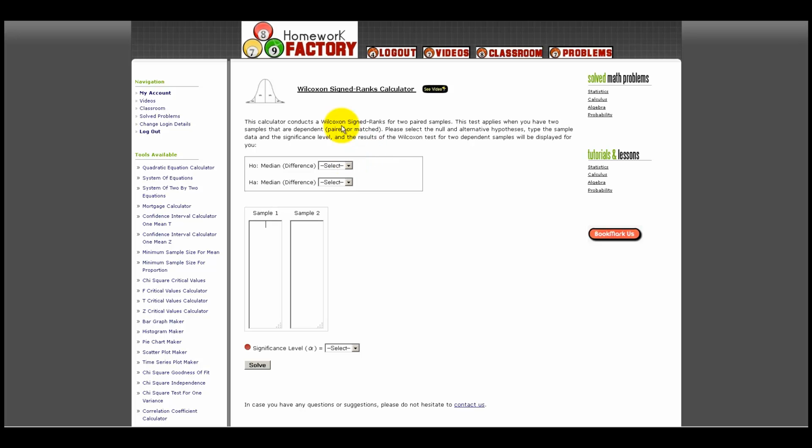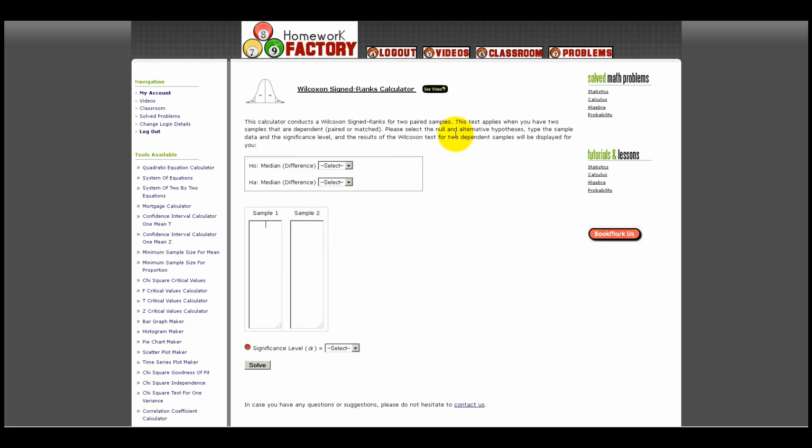So in order to perform the test, you need to give the solver a couple pieces of information: sample 1, sample 2, and the significance level. And obviously, as with every test, you need to define the null and alternative hypothesis. So again, it's about paired samples, so it needs to be about paired samples.